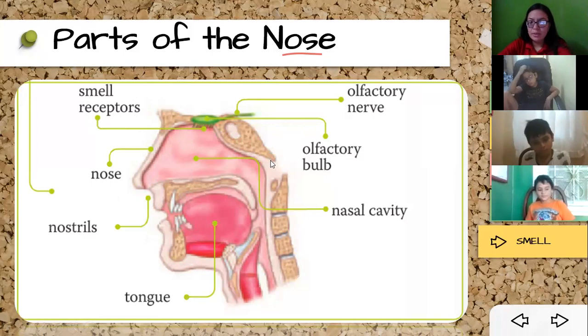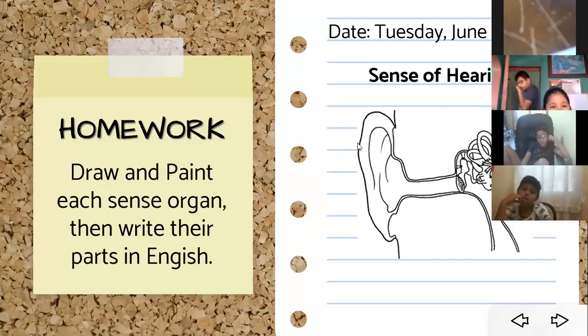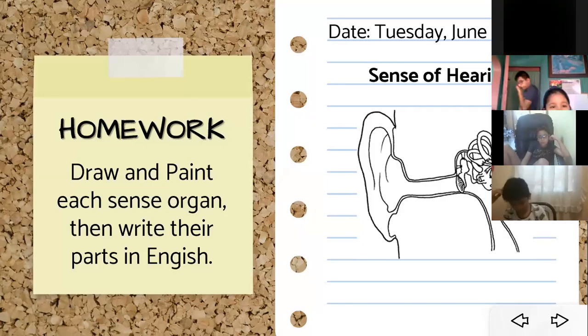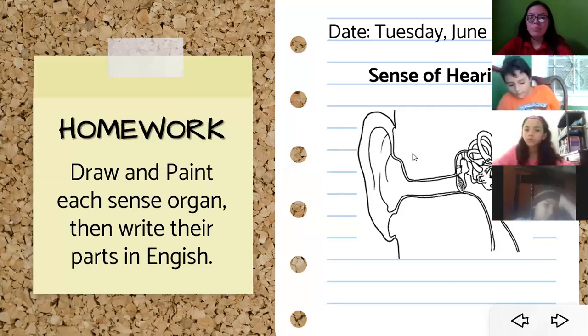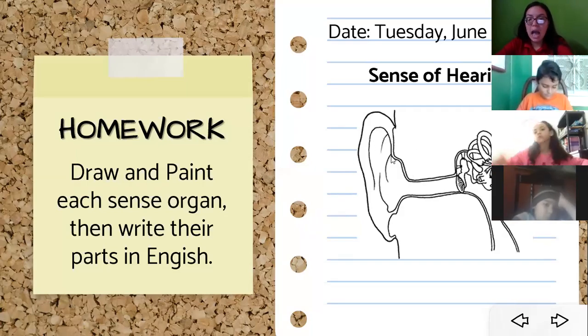Okay. Right now, I'm going to explain to you what is the homework that you have to do at the end of this class. You have to draw and paint, draw, guys. Don't paste printed images. No, you have to draw and paint each sense organ, the ears, the tongue, the eyes, and so on. And then you have to write their parts. You have to use the science book to write each part of the sense organs.